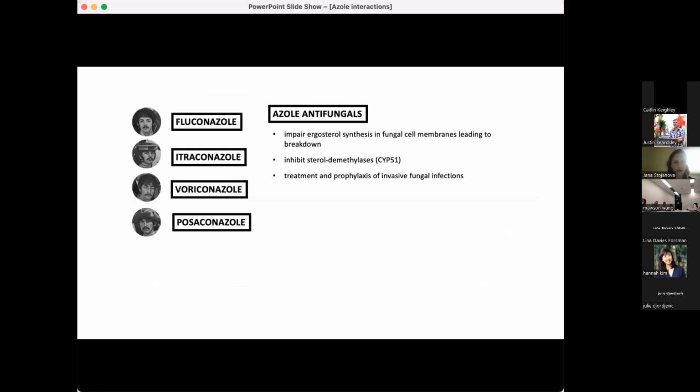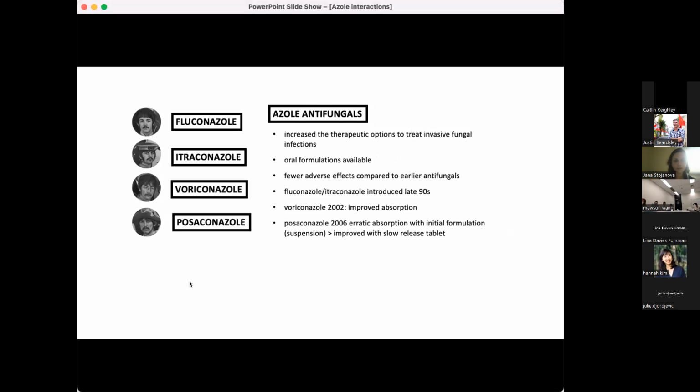So we'll get to our antifungal Fab4. Antifungals work by impairing ergosterol synthesis in the fungal cell membrane, leading to their breakdown, and inhibit sterol demethylase enzymes, namely the CYP51 enzyme system. These, as you can imagine, have similarities to the CYPs we mentioned, but are not expressed in humans. And azole antifungals are typically used as treatment and prophylaxis of invasive fungal infections.